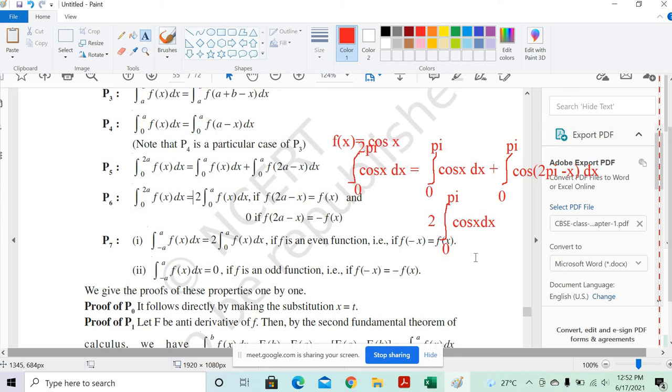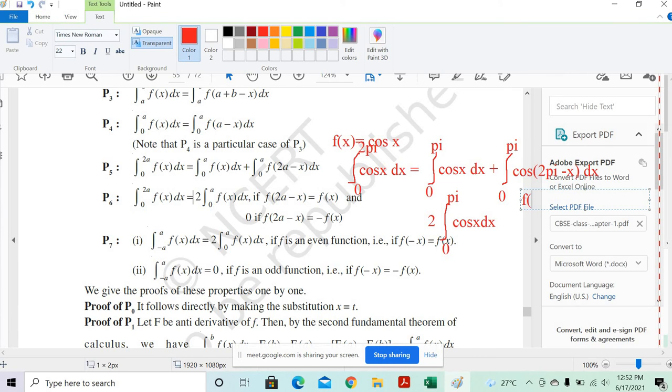Now this cos of 2 pi minus x, f of x, is basically an even function. Finally, f of x is equal to f of 2a minus x. So it's an even function, same sign, no change in the sign. If it is an odd function, then f of x is equal to negative of f of 2a minus x.